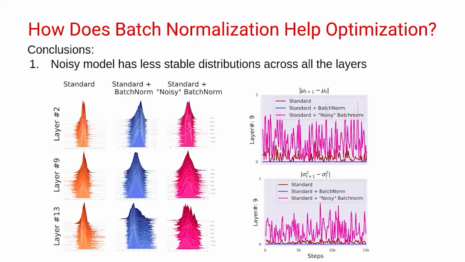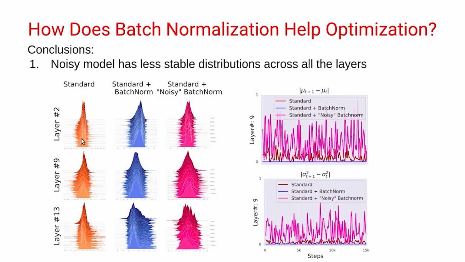The first conclusion they got was that the third model, that is the model with batch normalization layer and random noise, has less stable distributions across all the layers compared with the other 2 models. So this is justified since we have added extra noise at each layer. You can see here that the noisy model marked in pink has a higher variance as compared to the other models marked in blue and orange.